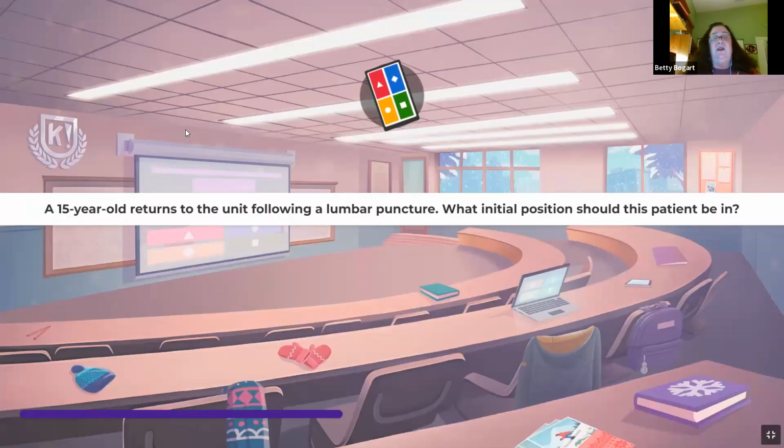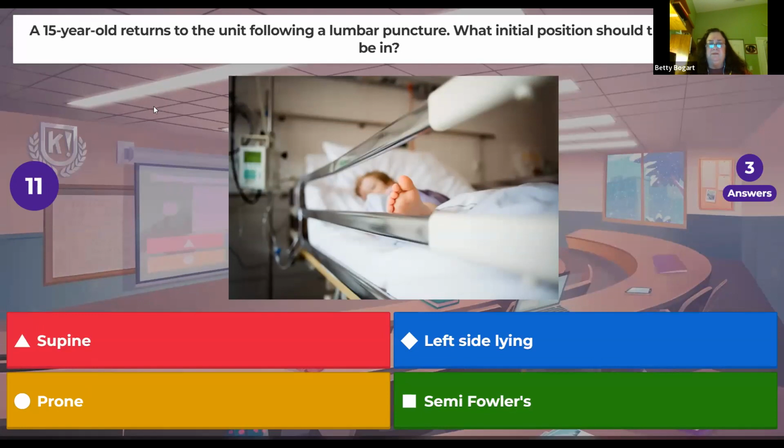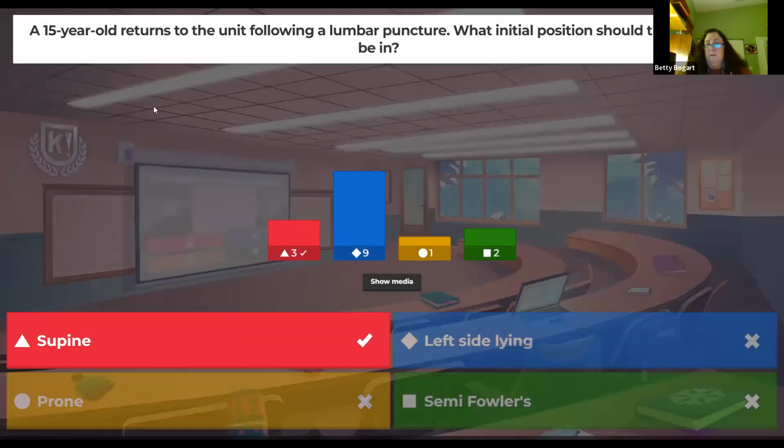A 15-year-old returns to the unit following a lumbar puncture. What initial position should this patient be in? So initially they should be supine. If you've ever been given a spinal anesthesia, very similar to taking fluid out in a lumbar puncture. If we sit them up too quickly, they're going to have a massive headache. So they want them on their back, flat, and slowly raise the head of their bed. And they should be getting either IV fluids or oral fluids so that they're replacing the fluids they took out during this lumbar puncture. These children can't get up and run around right away because they'll have that spinal headache, which is horrible.